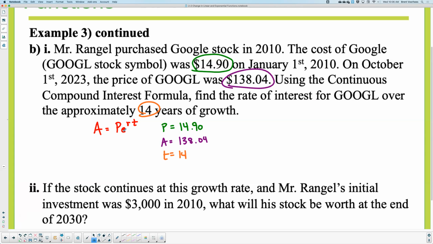Now notice I didn't give you a value for E. Why do I not give you a value for E? Because it's not a variable. It's 2.72. We don't type 2.72 in the calculator; we'll use E. What's the thing we're missing? R. We're looking for R. That's what we don't know.